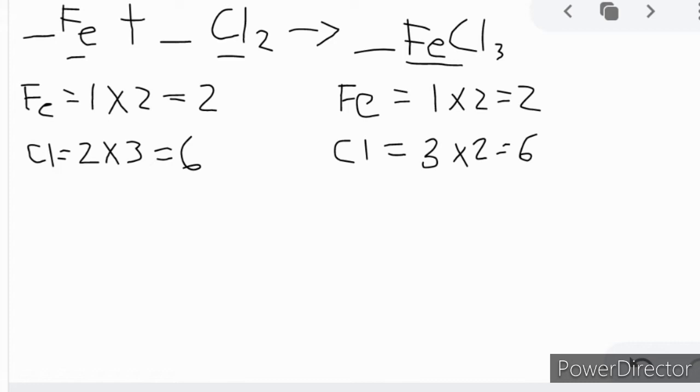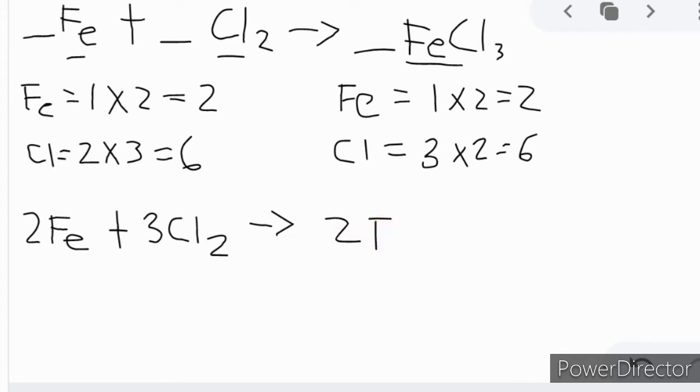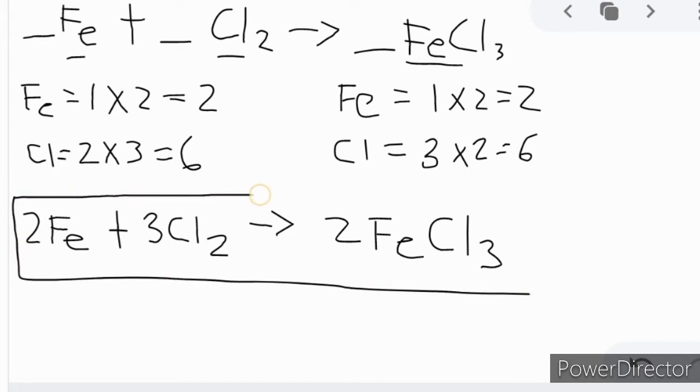So our balanced chemical equation, after balancing it in an easy step, we get 2 Fe because we multiply 2 on Fe, plus we multiply 3, so we get 3 Cl2. It yields to, so what we multiply on FeCl3 is 2. So it yields to 2 FeCl3. So that is our balanced chemical equation.